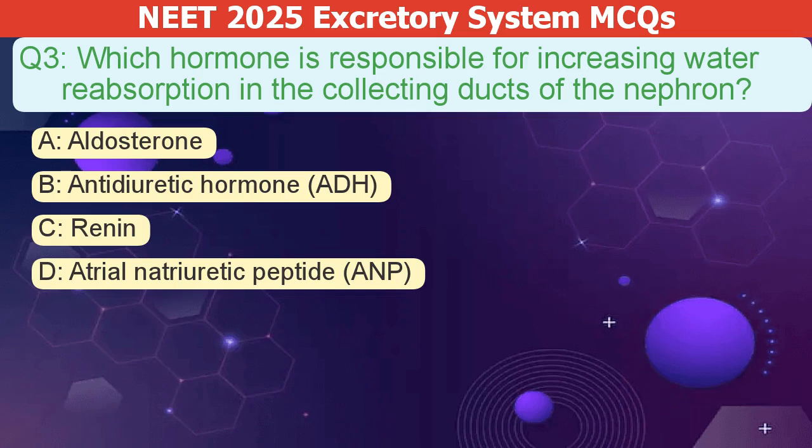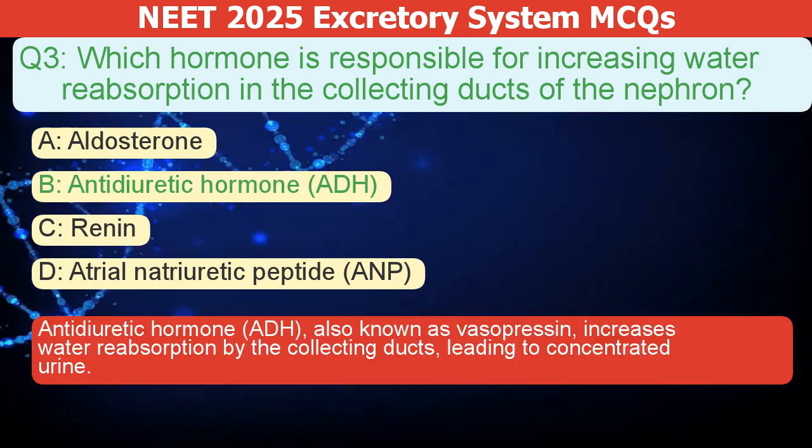Which hormone increases water reabsorption in the nephron's collecting ducts? A. Aldosterone. B. Antidiuretic hormone, or ADH. C. Renin. D. Atrial natriuretic peptide, or ANP. The correct answer is B. Antidiuretic hormone, or ADH, also known as vasopressin, increases water reabsorption by the collecting ducts, leading to concentrated urine.